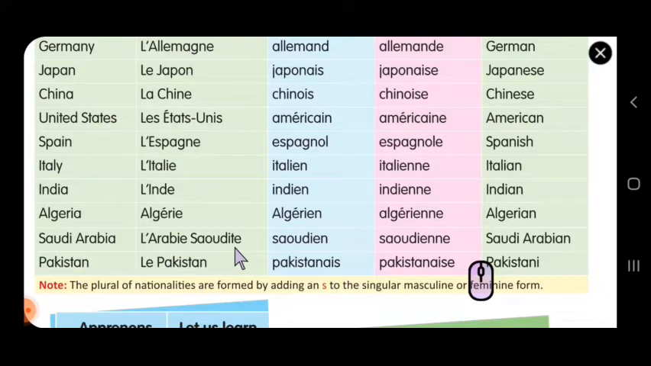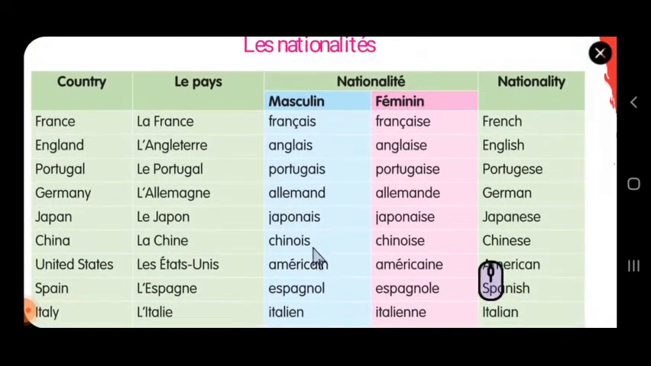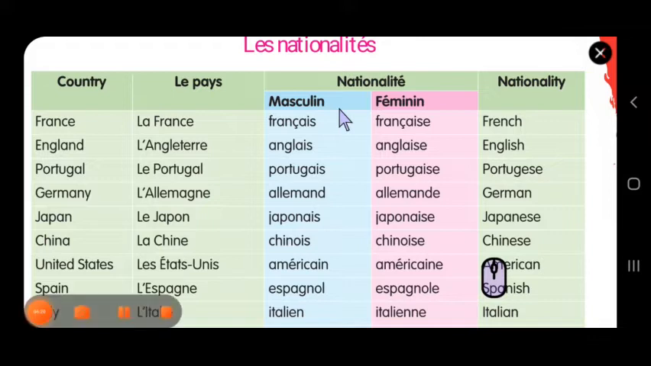Repeat, l'Arabie Saoudite, Saoudien, Saoudienne. Next is Pakistan. Le Pakistan is the name of the country. Pakistanais, Pakistanaise. So that's it. We have finished this tabular column. When you are free, you can try this and learn it. Now let us go and solve exercise number 1.